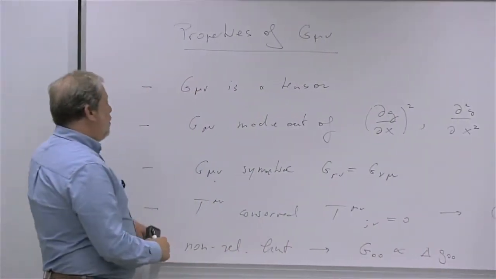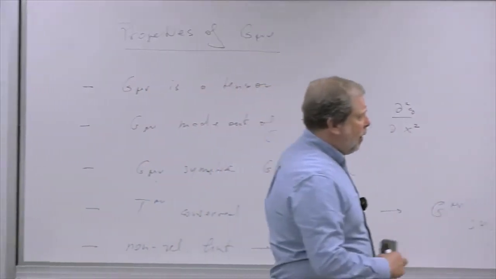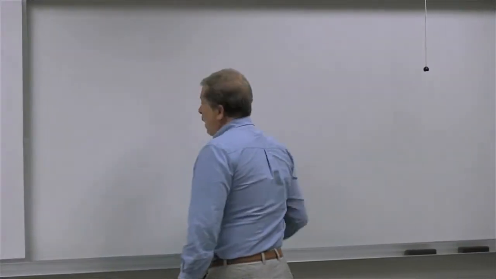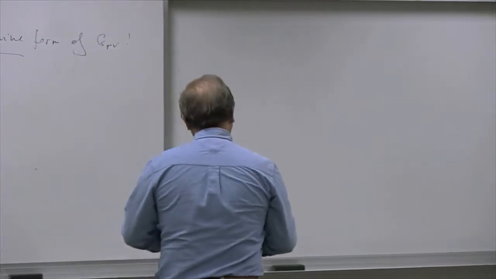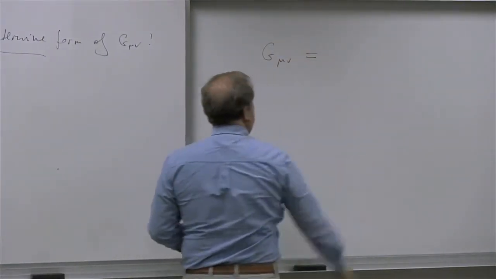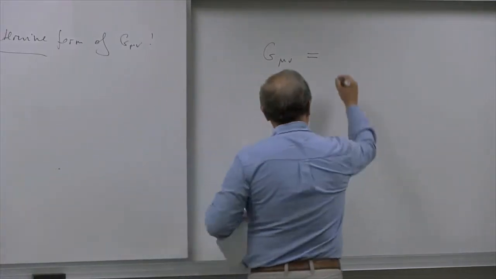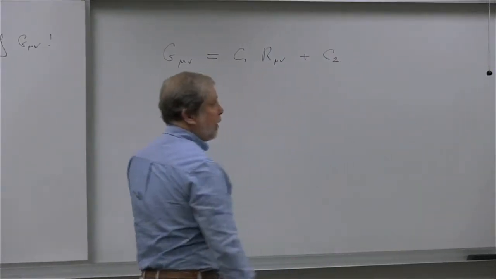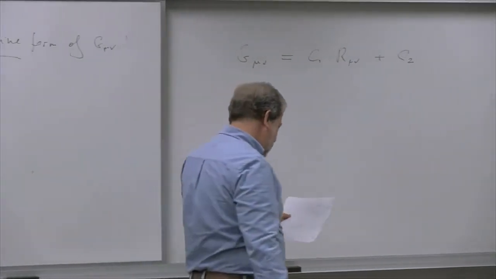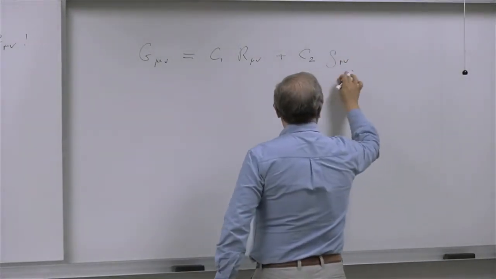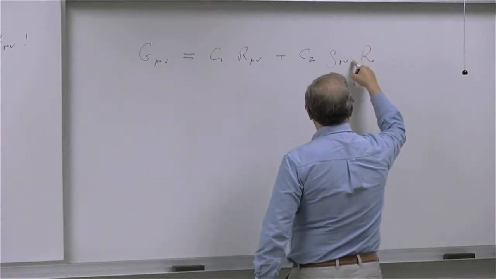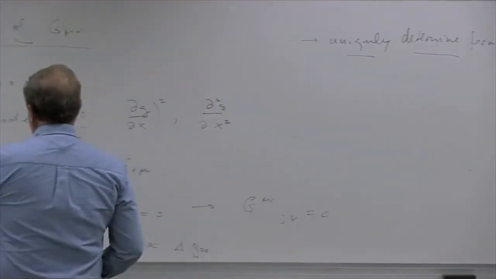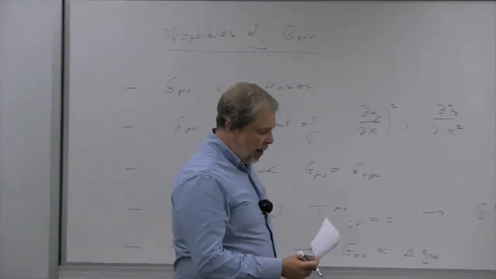The fact that the G mu nu is a tensor and it is made out of first and second derivatives of the metric tells us that the G mu nu has to be equal to, let's say, C1 times R mu nu plus C2 times, well, we can construct a second object that has two indices and is symmetric, and it is going to be proportional to g mu nu, but it does have to have these derivatives, so it is g mu nu times the Ricci scalar or scalar curvature. This follows from these two requirements, and that is all you can have.